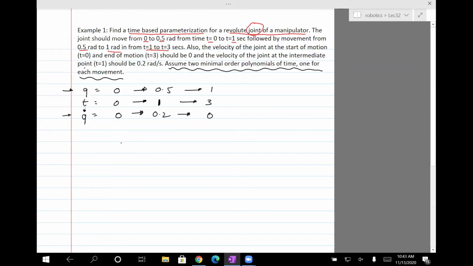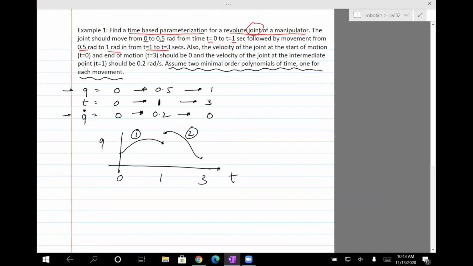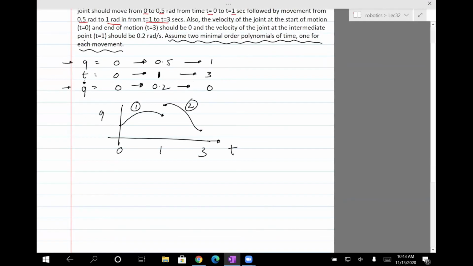So what we need to do here is from 0 to 1, we need to have one curve. And from 1 to 3, we want to have another curve. I just randomly drew it. It's probably not going to be discontinuous the way I drew, but I just showed it that way, so it's kind of illustrative. So we need to find two curves, 1 and 2. For each of these curves, we'll ask ourselves how many conditions are required, and then based on that, we will figure out the minimal order required.